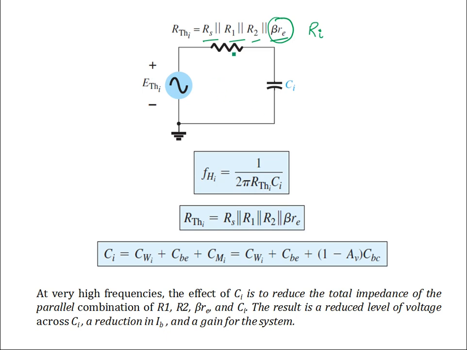So this is the Thevenin equivalent circuit, you have EThi and this RThi, which is a parallel combination of these resistances, and the input capacitance. So what is the cutoff frequency? Because of the input side, FHi is 1 by 2 pi RThi into Ci. Then RThi is a parallel combination of these resistances. Now, what is Ci? We have CWi plus CBE plus Miller capacitance. This Miller capacitance, we have already derived the expression in terms of CF.